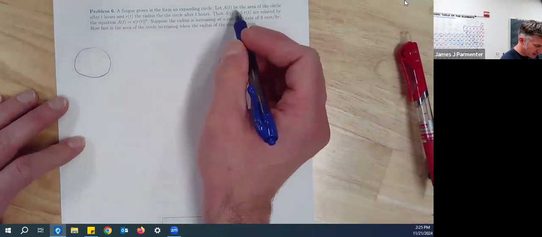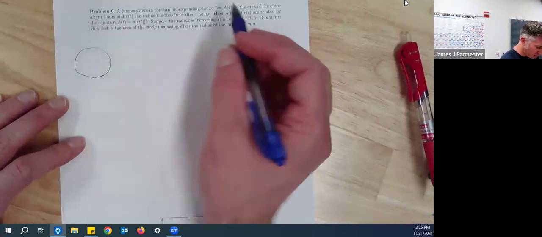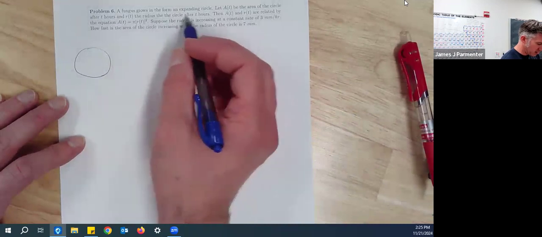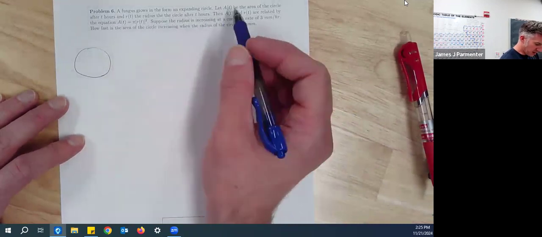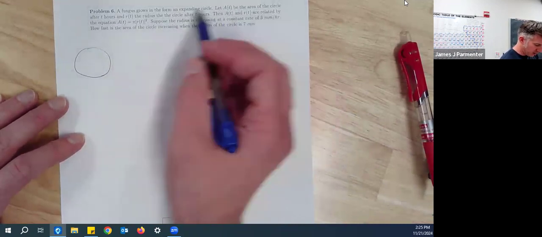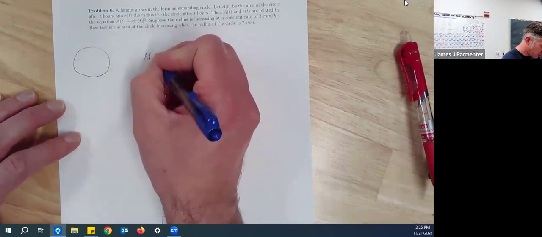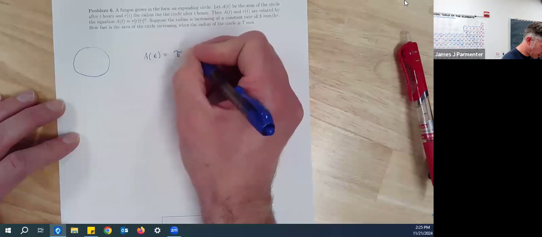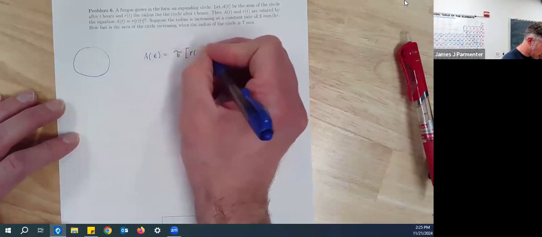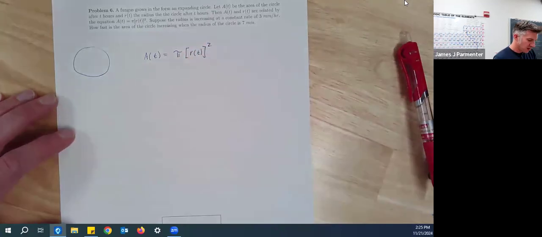Let A of t be the area of the circle after t hours, and R of t be the radius of the circle after t hours. Then A of t and R of t are related by the equation A of t equals pi times R of t squared. Great. You kind of already knew that. Usually we don't write it with the t's, but it's totally fine to write it with the t's.